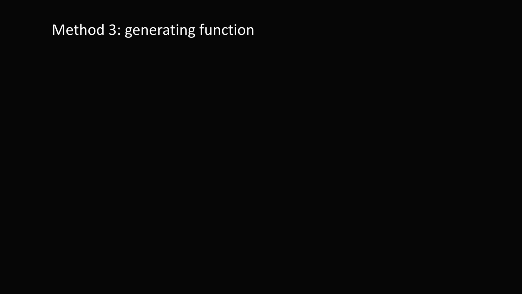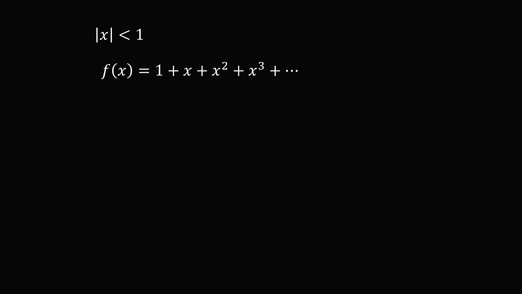So now here's a third way to solve it using a generating function. Suppose the absolute value of x is less than 1, and say f of x is equal to 1 plus x plus x squared plus x cubed, and so on. We have a geometric series with a first term of 1 and a common ratio of x. So this sum is equal to 1 divided by 1 minus x.